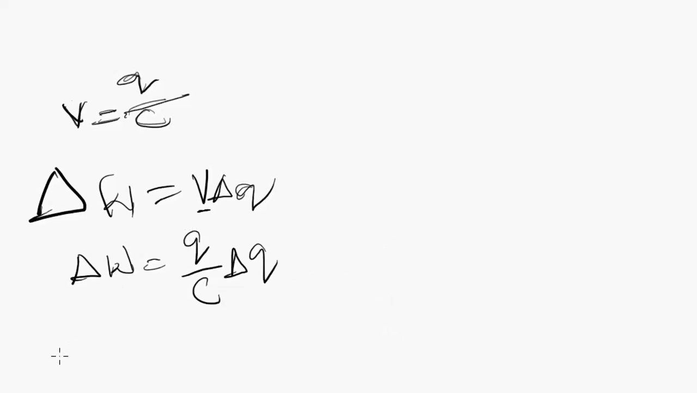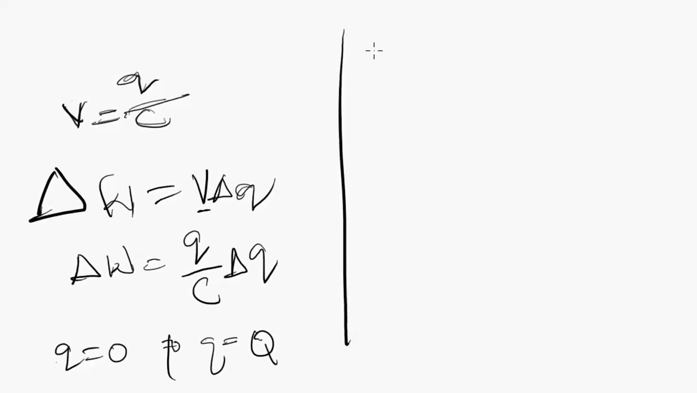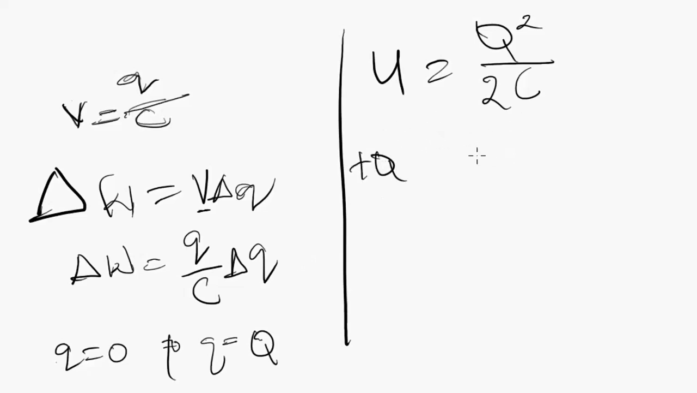Alright, now, if we have this, we can ultimately say that extra work must be done to increase the charge from where Q equals 0 to where Q equals Q. This will be U equals Q squared over 2C.